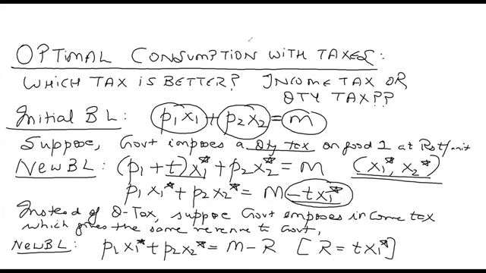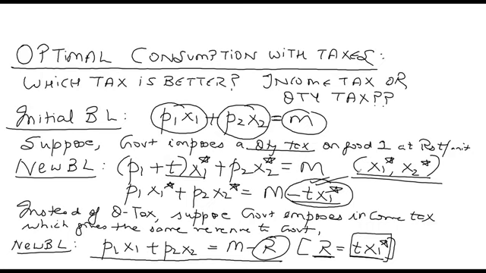Let me not put the star because otherwise you'll get confused. The normal equation of the budget line will be P1 X1 plus P2 X2 equal to M minus R, where R is nothing but the lump sum tax, which is the income tax, and the income tax is exactly equal to the tax revenue which was collected in the form of quantity tax.